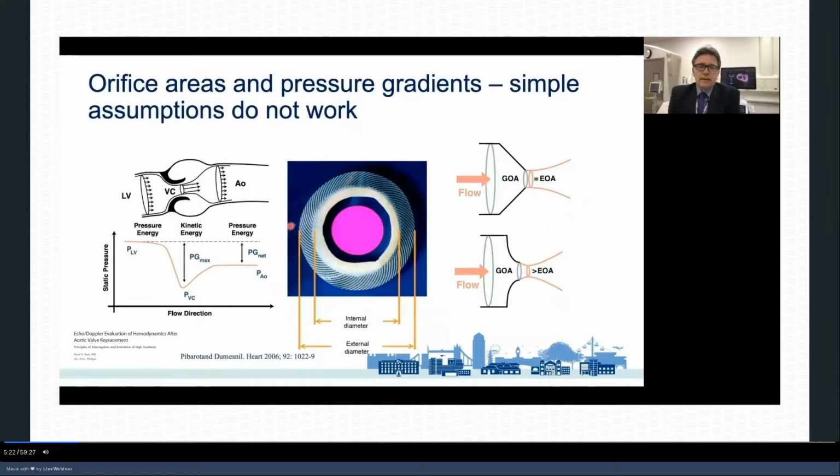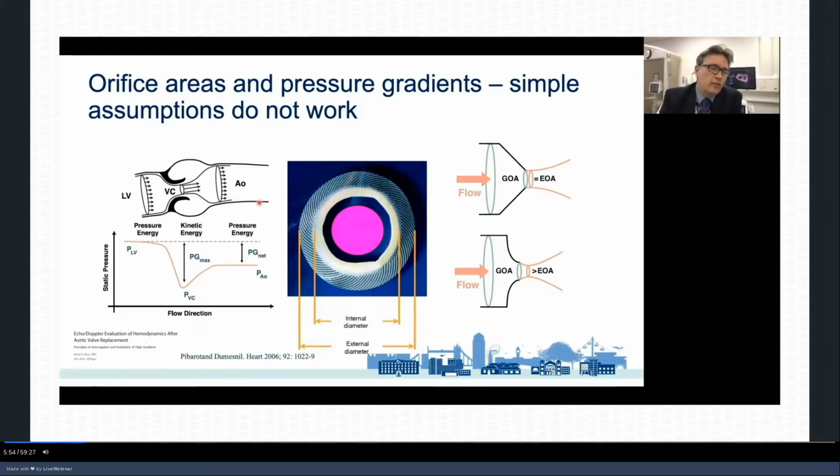So as I said, assumptions about orifice and pressure gradients don't actually work that well, or at least easy assumptions don't. This is a standard valve, and there are a variety of different numbers that can fly out of this: the external diameter, the internal diameter, and the geometric orifice area, the true measured orifice area. But the gradient as a result of that can be very different. And as can the valve area.